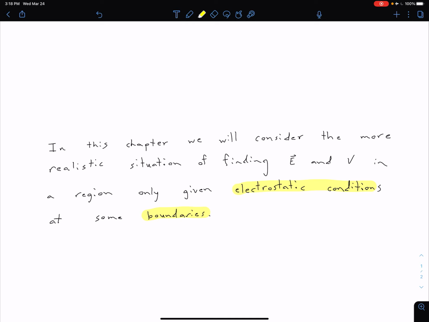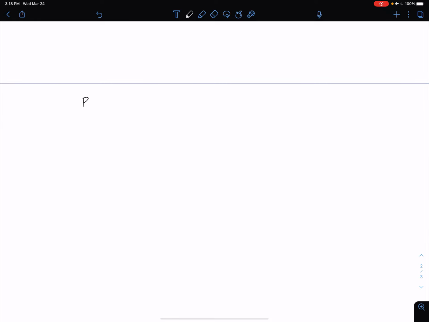So we're going to talk about a couple different ways that we can do this. The first one is primarily what we're going to focus on. The second one we're just going to mention in passing towards the end of the unit. Our first one is going to be using Poisson's and Laplace's equations, and we're going to see that our Laplace equation is just a special case of our Poisson equation.